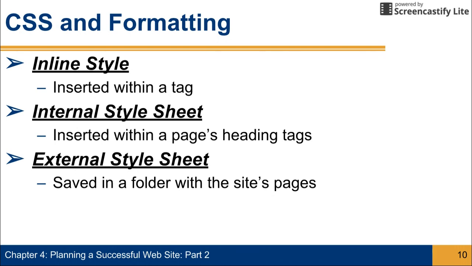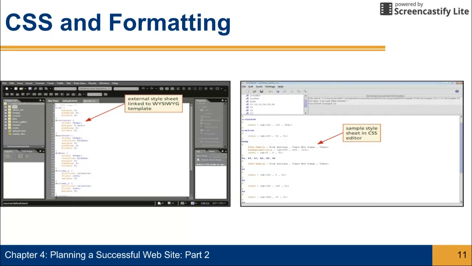And when you use it, you have 3 different types of style sheets. You have an inline style, which is inserted within a tag, an internal style sheet, which is inserted within a page's heading tags, and then the external style sheet, which is saved in a folder with the site's pages and then linked to within the HTML document's head. So you can see an example of an external style sheet in Dreamweaver on the left and a sample style sheet in a CSS editor on the right.